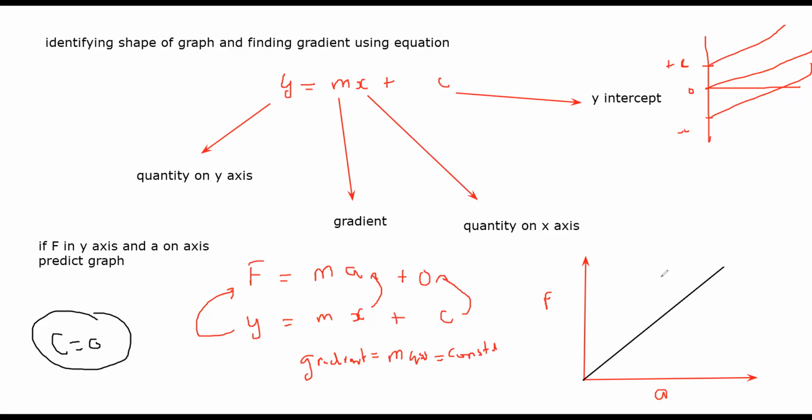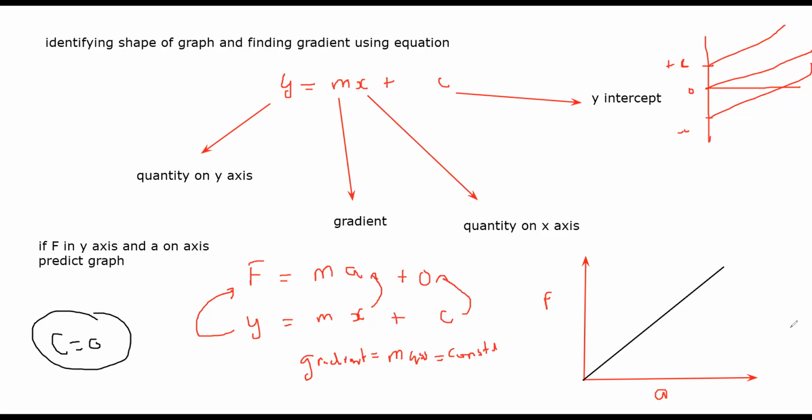Is it clear? Is it clear, this part? What will be the shape of the graph? Like this, you will have different equations and you have to work out what the gradient will be.